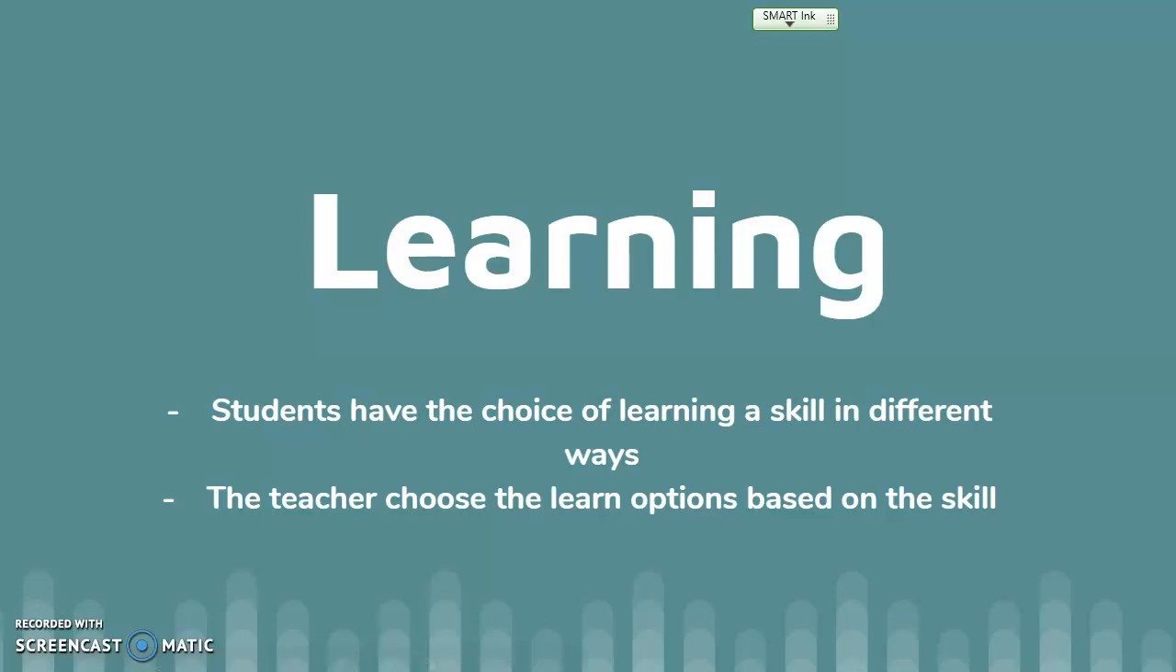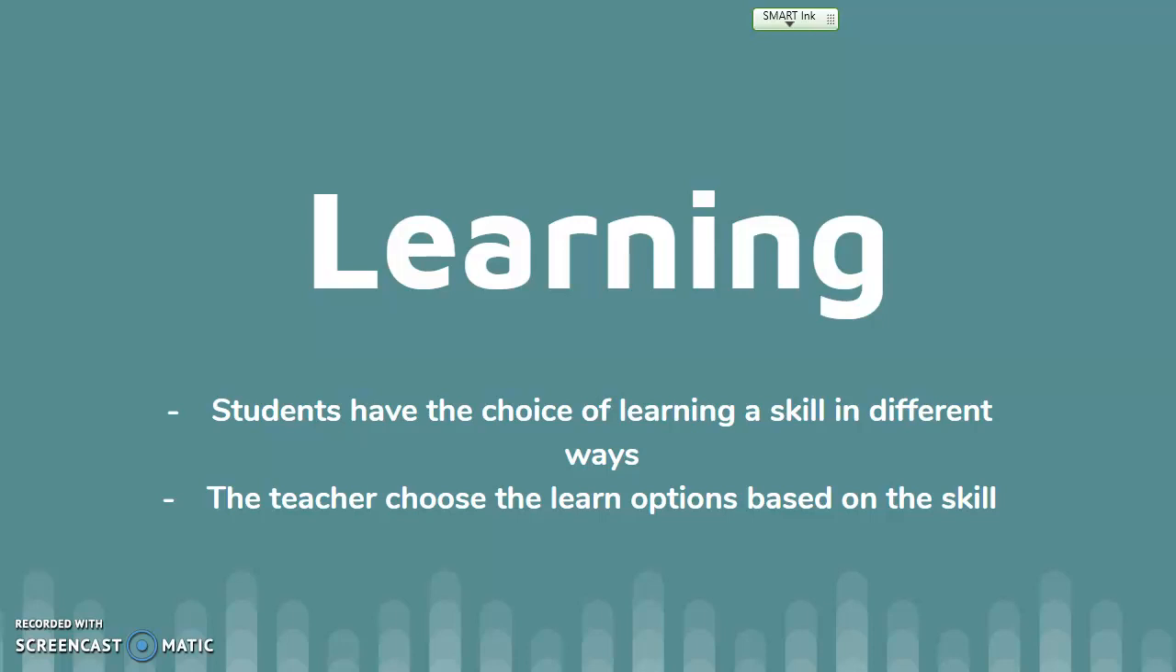So what you can do now is look at your planning sheet, think about the unit that you're focusing on, and besides a direct instruction mini lesson, think about one other type of learning you could offer your students. And you want to remember, students have the choice of learning a skill in different ways, but they can always come to you if that way did not work. And they should know that.